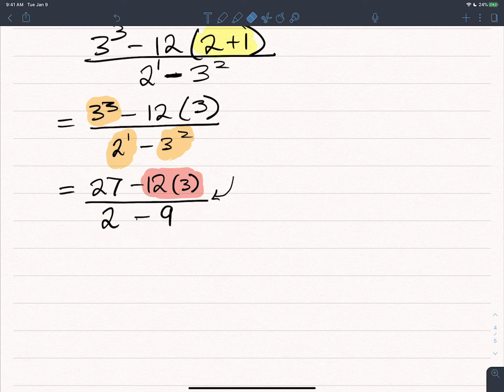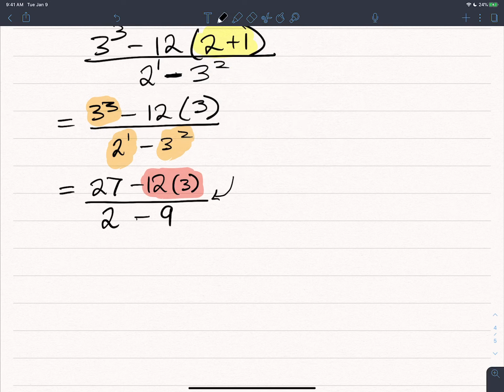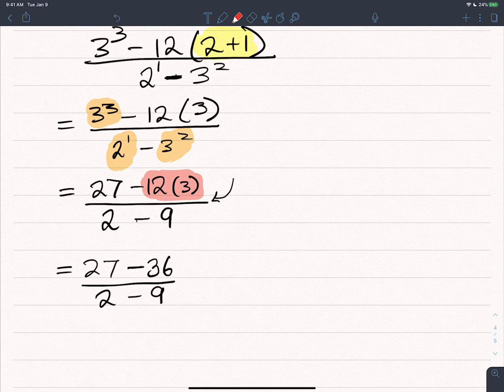So we actually need to do those first before we do that last bit of division, right? So let's do the multiplication, and then we'll do the addition and subtraction. Then we'll step back to that division. So we have 27 minus, what's 12 times 3? 12 times 3 should be 36. Divided by 2 minus 9, right? Then we have the addition and subtraction.